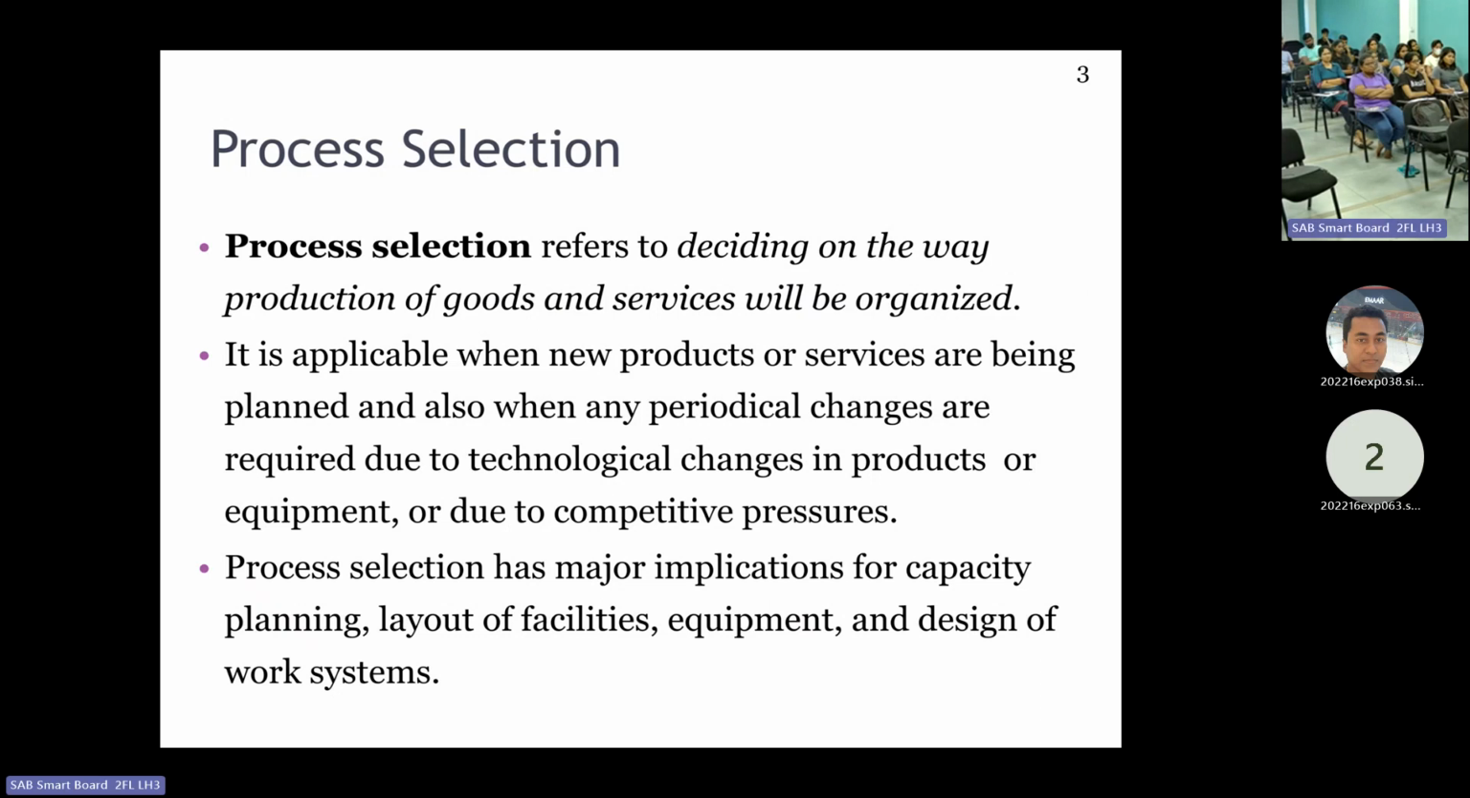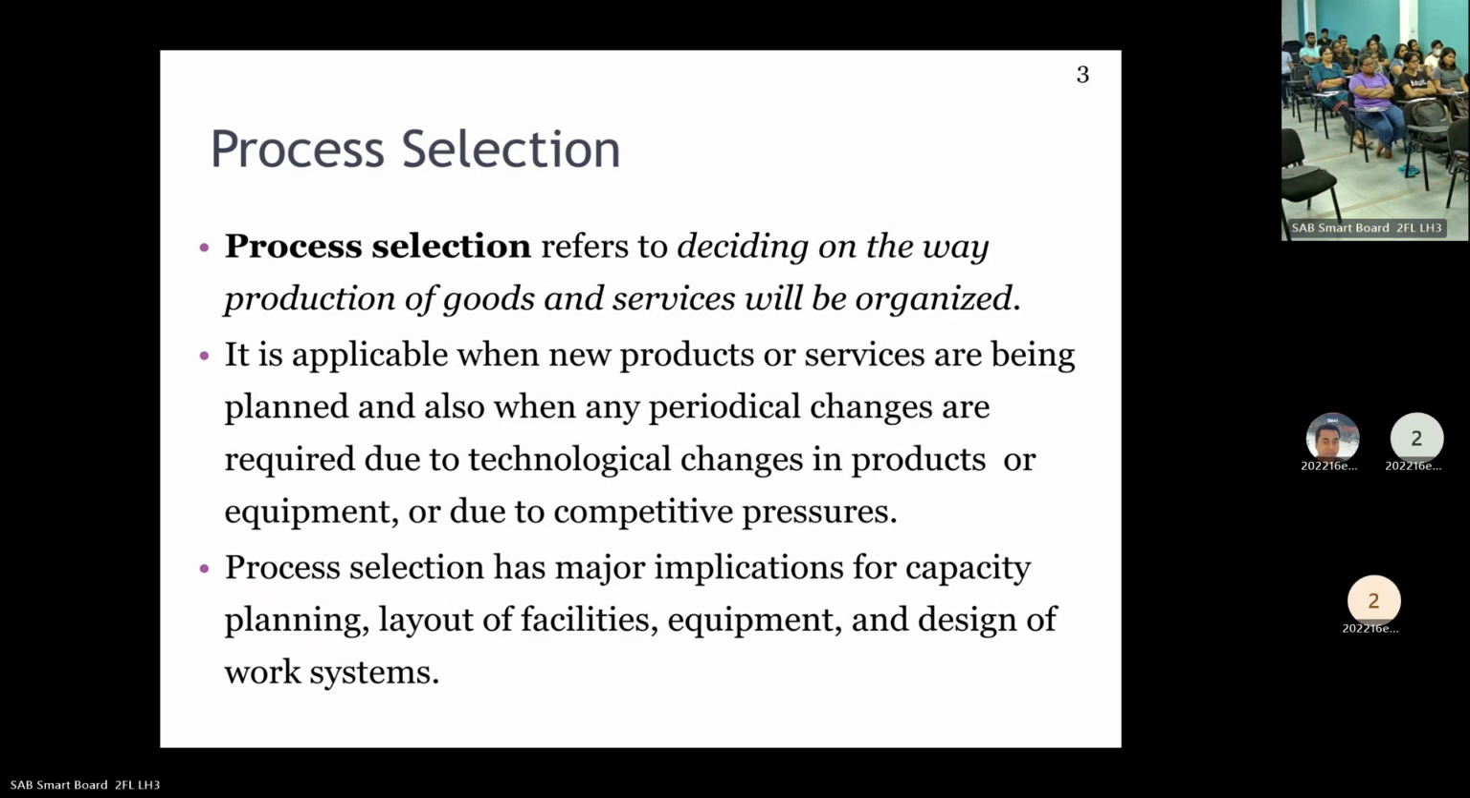Every time when a new process is going to be established to produce a new product, this decision is needed. In that sense, this decision is not made often, not every month, every week, or even every year. It's a kind of infrequent decision. When a new process is going to be established for a new product or for a new service, this decision is applicable. That is one situation: when a new product or services are being planned.